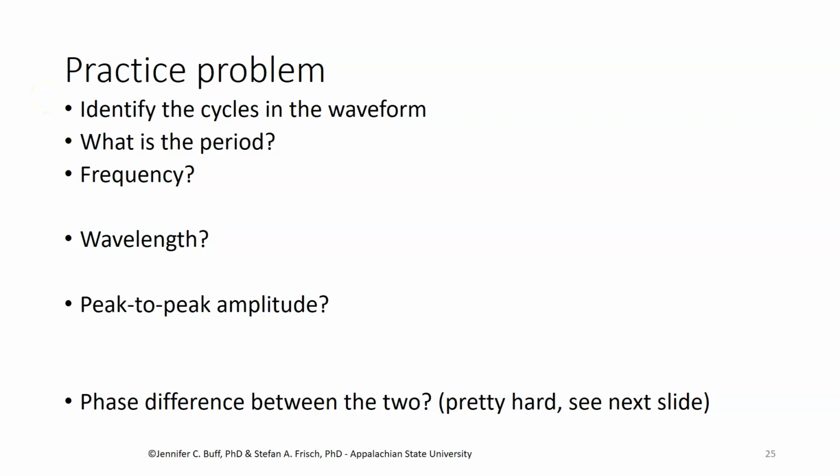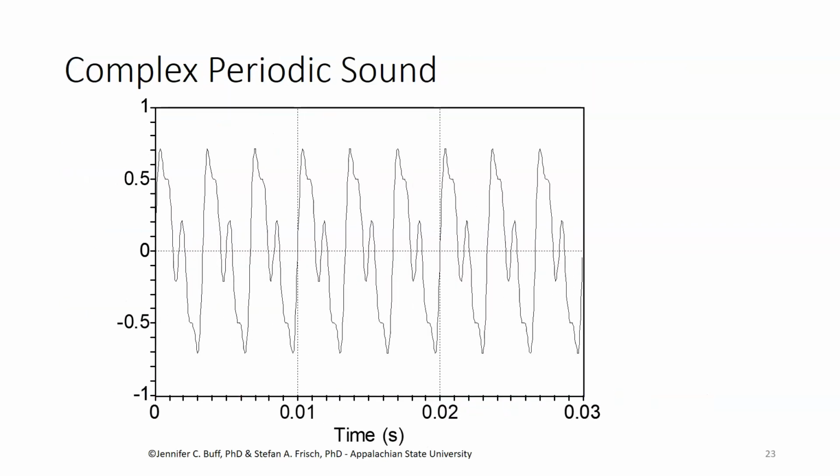If we go and look at that complex periodic sound, we can do the same sorts of measurements as we have done with simple periodic sounds. I will go back to my graph, mark my cycles, starting from time 0. I have another cycle in here, another cycle in here, another cycle, another cycle right there. That would be 1, 2, 3 cycles in a time of 0.01. So that would give me a frequency of 3 divided by 0.01, which is 300 hertz.